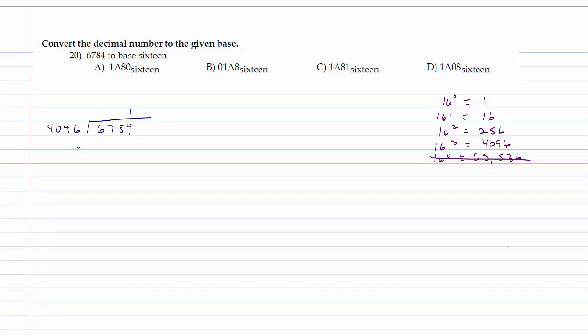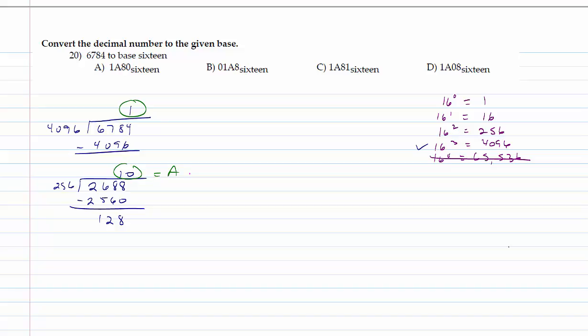16 to the third is 4,096. So that'll go into there once, and leave me with a remainder of 2,688. So this is going to be my first digit. I'm going to do the same thing again, except I've already used 16 to the third, so now I've got to look at 16 squared. How many times will 256 divide into 2,688? It's going to go in there 10 times. Multiply, subtract, and I get 128. So 10 is going to be my next digit, and remember, 10 is equal to A, so I'm actually going to use A.